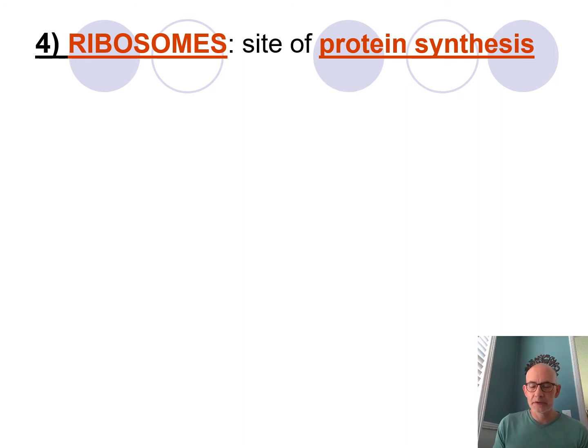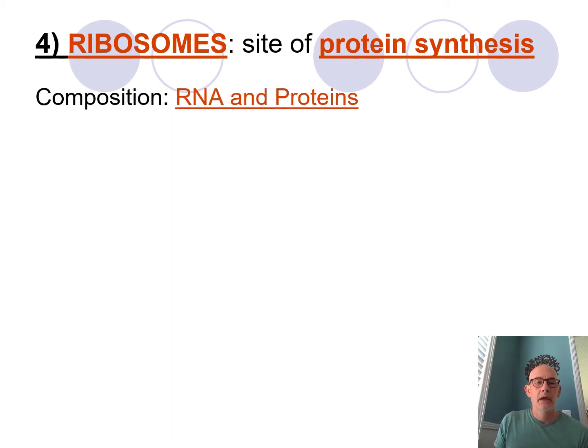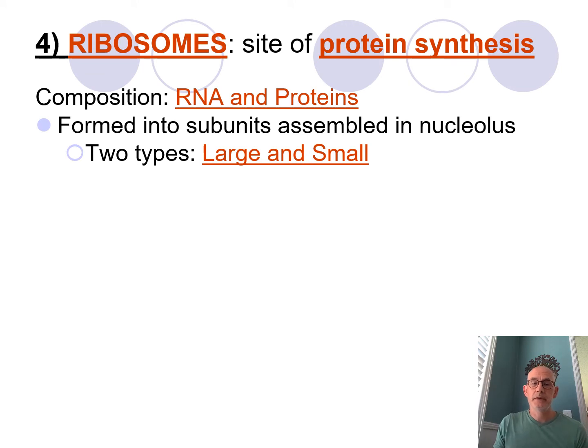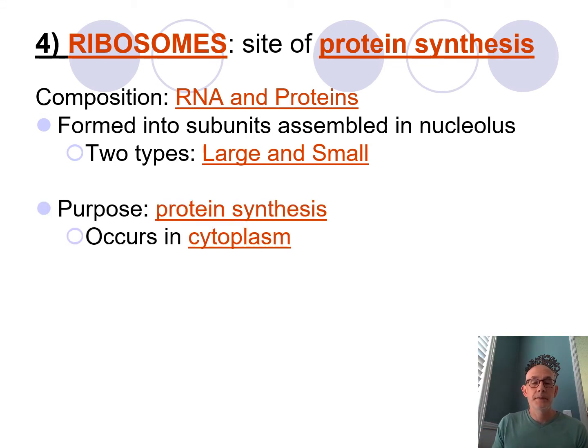Ribosomes, as I said, are going to be the site of protein synthesis. These are going to be made in the nucleus. They are exported into the cytoplasm. They're made of RNA, specifically they're made of ribosomal RNA and proteins, and they are organized into two parts. One is bigger, called the large subunit, and the smaller one is called the small subunit, and they come together to make proteins.